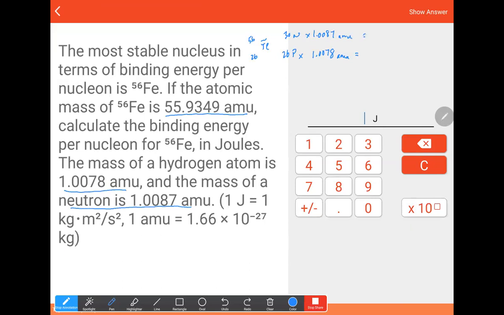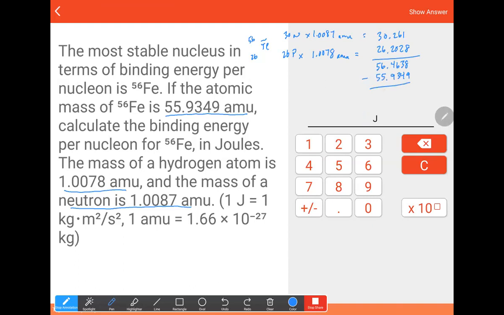And so I got 30.261, and then I have 26.2028. Add those up, and I get 56.4638. Now let's see the mass defect. So we have 55.9349.